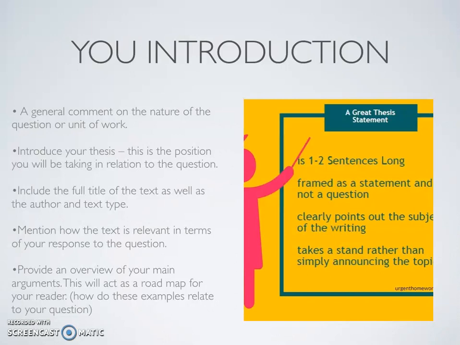You should mention how the text is relevant in terms of the response to your question. So how, in fact, do those texts relate to the question that you've been provided? You would then provide an overview or the main argument that you wish to present within your essay. So it's kind of like a roadmap for your reader or your marker so that they can get a gist of what in fact you are going to argue throughout your essay. And obviously those examples that you refer to there should relate directly to your question and obviously directly to your thesis.